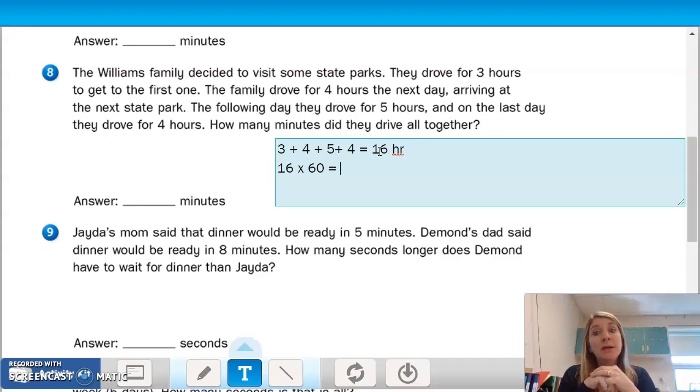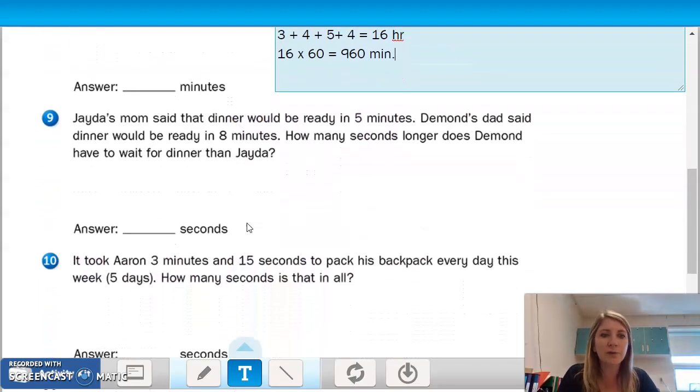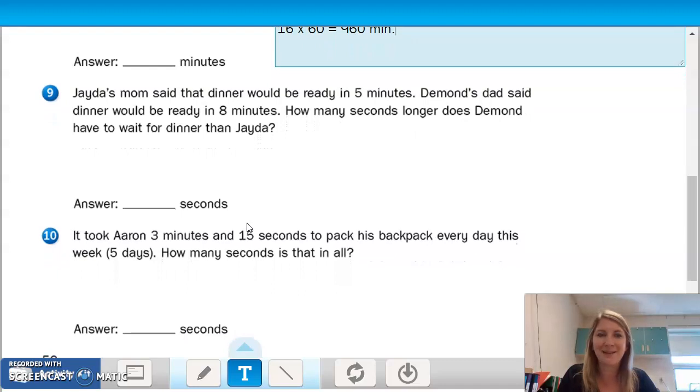And don't worry, I will teach you how to multiply 2-digit by 2-digit numbers. That just comes later in the year, maybe around Christmas time. We'll get there. For now, we're just going to use a calculator because we're doing the hard part of setting up the problem. All right, that's fine. 16 times 60. Do you have it done yet? 960 minutes. Excellent. All right, next one. Oh, 2 more to go and we're all set.